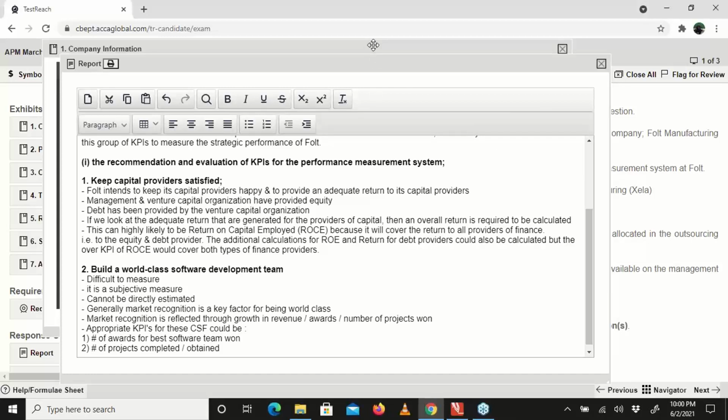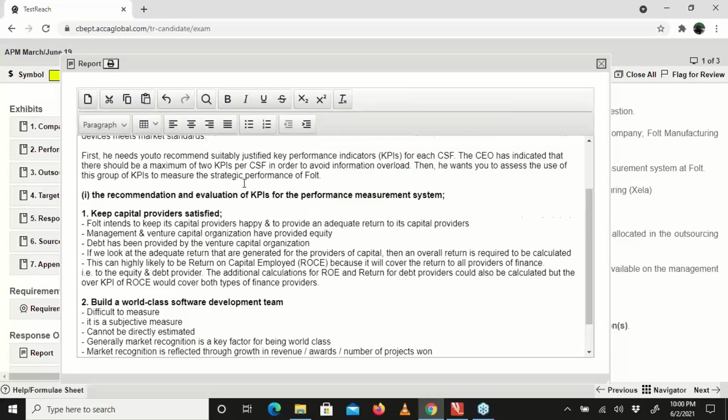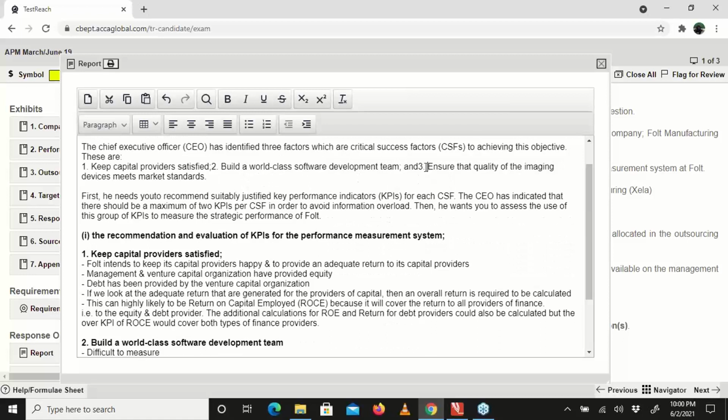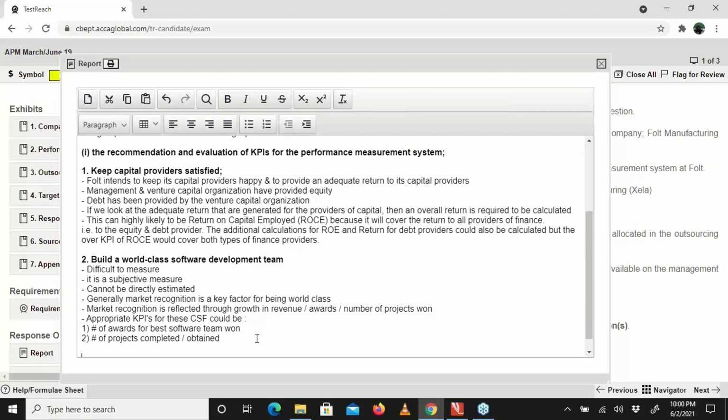Now let's move a bit forward and discuss further. The third one of them is to ensure that the quality of the imaging devices meets the standards. Now, what exactly would we mean by this?